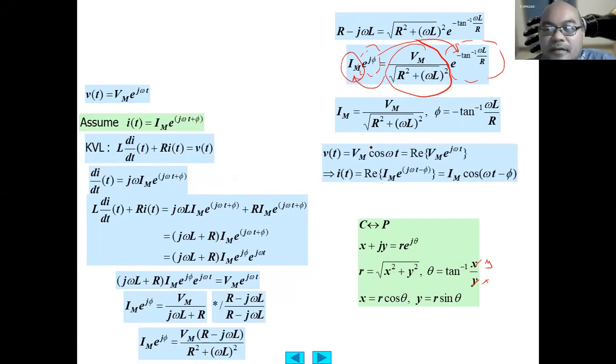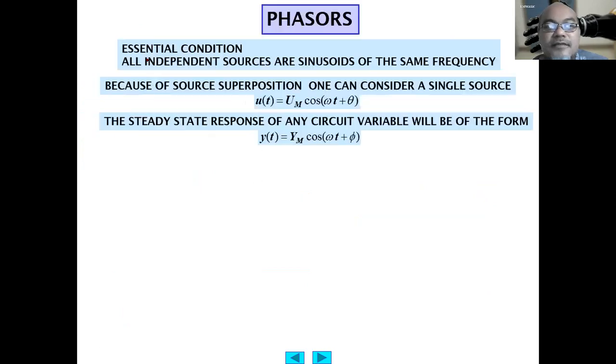Okay. So V(t), coming back here, is Vm cosine omega t. Basically, it is the real part of Vm exponent j omega t, because the imaginary part is not taken, so we only keep the real part. It equals the real part of Im exponent j omega t plus phi, minus phi, which equals Im cosine omega t minus phi. Okay, so this is the circuit.